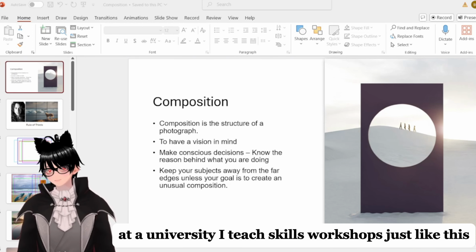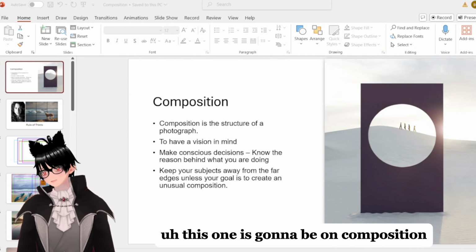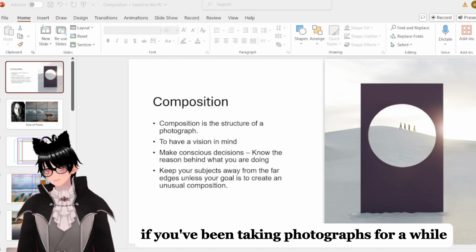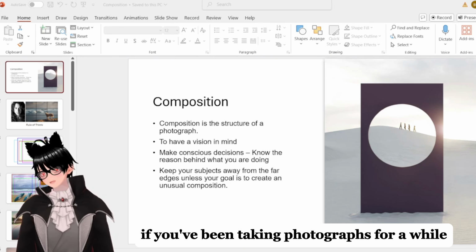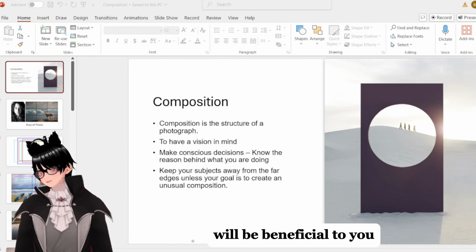I teach skills workshops just like this. This one is going to be on composition. It's for beginners, but not just beginners. If you've been taking photographs for a while, hopefully that will be something that will be beneficial to you.